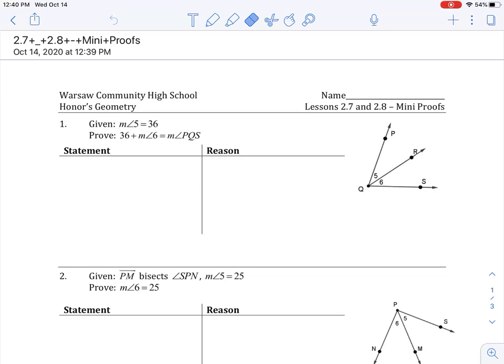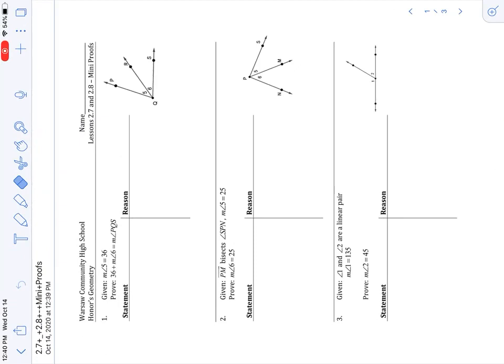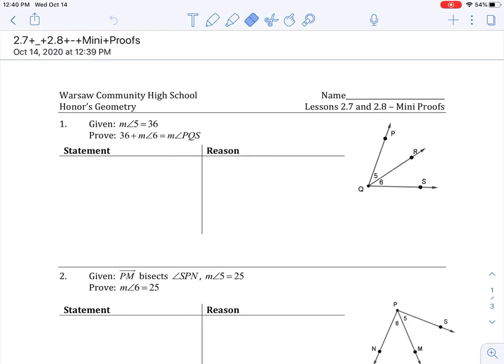Hello, I have gotten a lot of emails today about you guys saying that you're not really sure what to do for this. It's very similar, actually easier than the other today's proof. You're going to use similar reasons. I'll go through one of these with you so that you feel more confident.